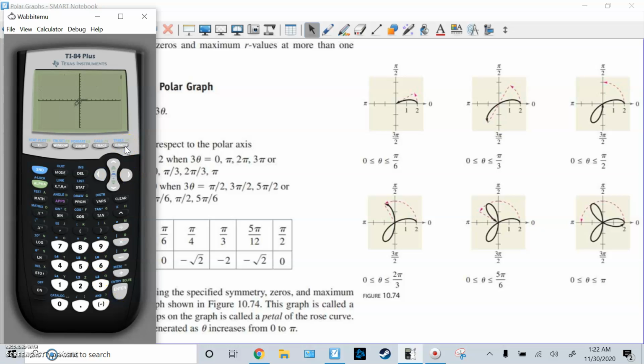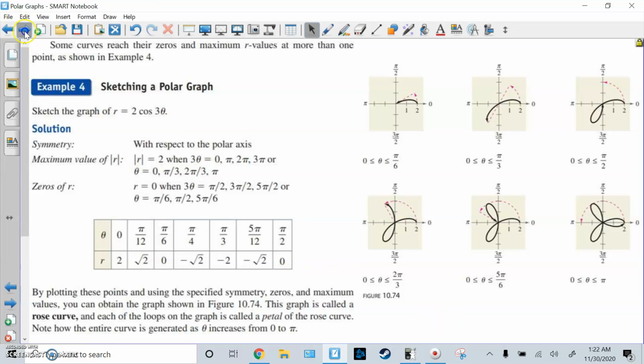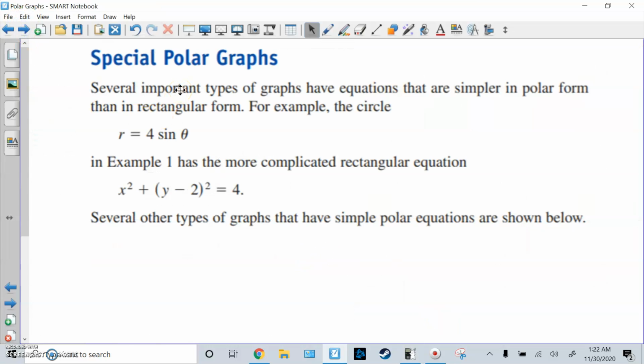Alright, so there's the first petal, second petal, third petal, fourth petal, fifth petal. It's a repeat, remember, it's tracing over because this is 0 to pi. Alright, so there's a lot of special polar graphs. I'll show you all the popular ones. But we use polar graphs because sometimes it's easier to use in this format than rectangular form.